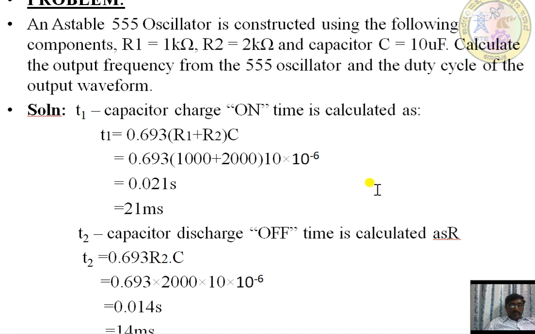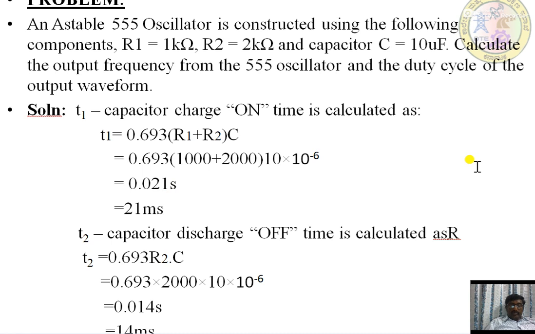Next, let us take an example. See, an astable 555 oscillator is constructed using the following components: R1 is equal to 1 kilo ohm, R2 is equal to 2 kilo ohm, and capacitor C is equal to 10 microfarad. Calculate the output frequency from the 555 oscillator and the duty cycle of the output waveform. Now the solution. T1, the capacitor charge on time, is calculated with the formula T1 equal to 0.693 into (R1 plus R2) into C.